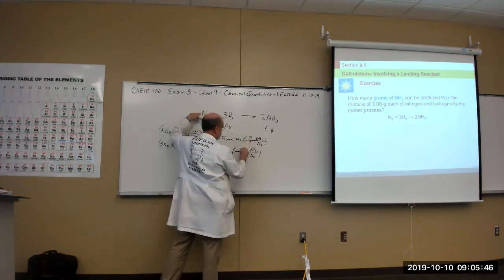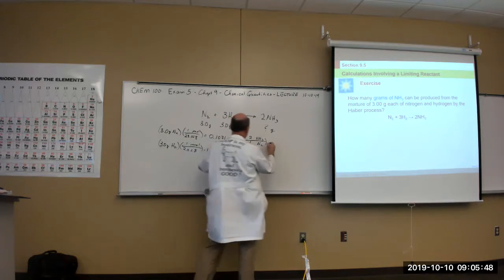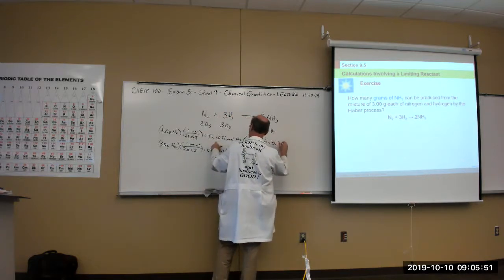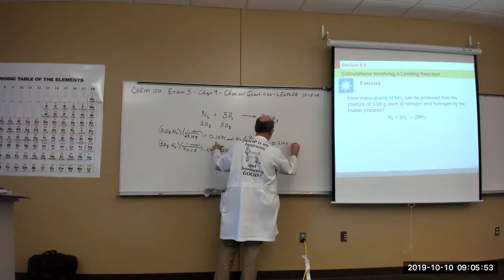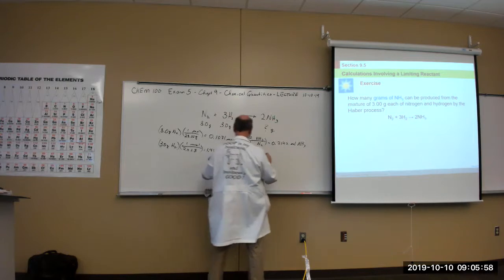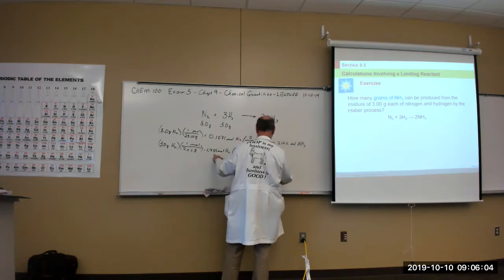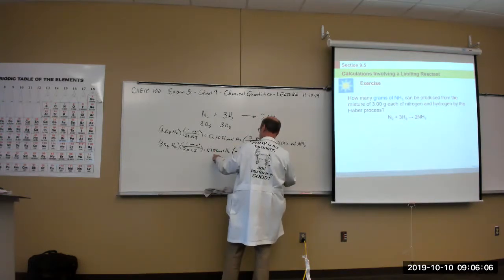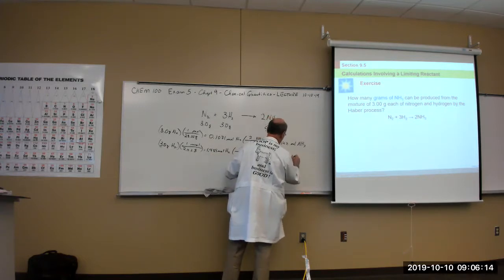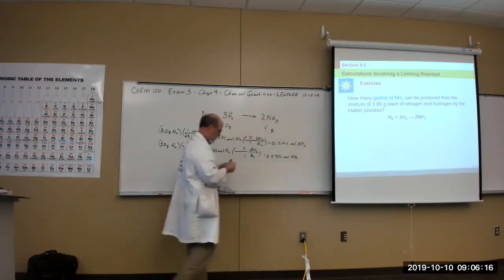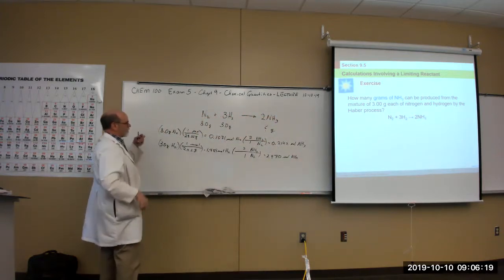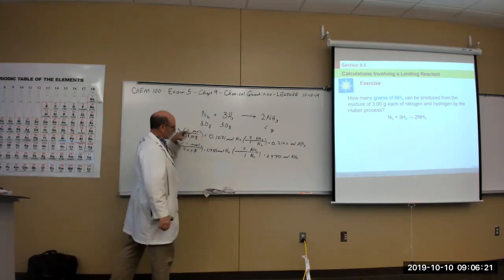2. Right? So 2 times this one is 0.2142 mole of ammonia. And this one is 2 times that, which is almost 3. Let's see, 2.970 moles. Okay? So that's what would happen if each one of these were completely consumed.